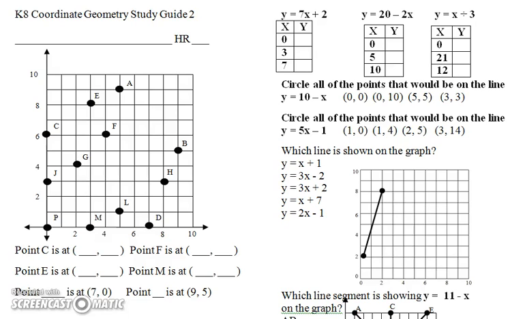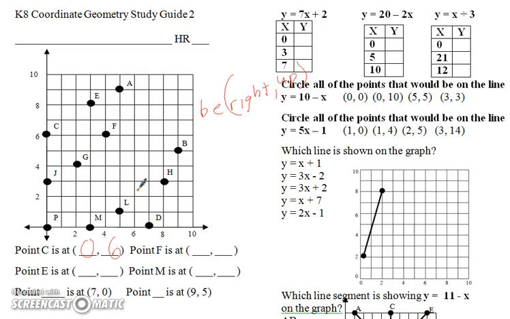Study guide number 2 for coordinate geometry. Point C is at blank, blank. Here's point C. I went 0 to the right and then up 6. Remember, I always say I'll be right up, because right's my first number. It's on the x-axis, and up is my second number.